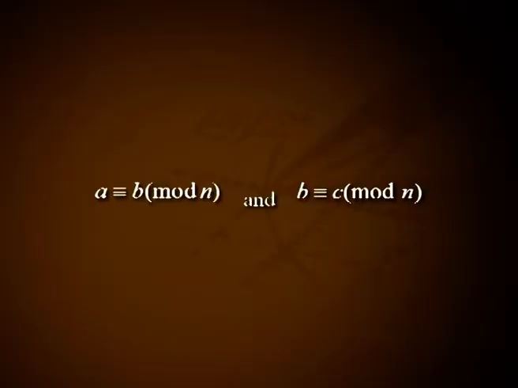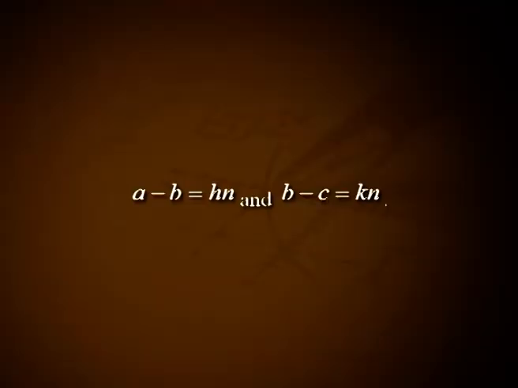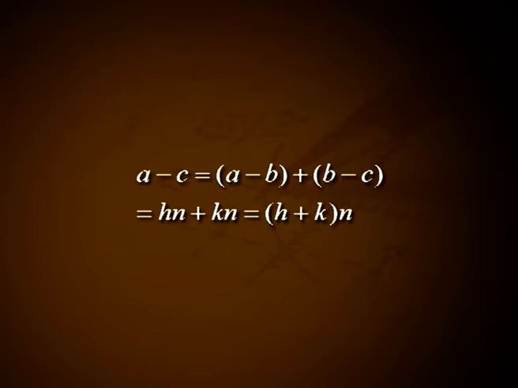To prove property C, suppose that a ≡ b mod n and b ≡ c mod n. Then there exist integers h and k satisfying a - b = hn and b - c = kn. It follows that a - c = (a - b) + (b - c) = hn + kn = (h + k)n, which is a ≡ c mod n in congruence notation.